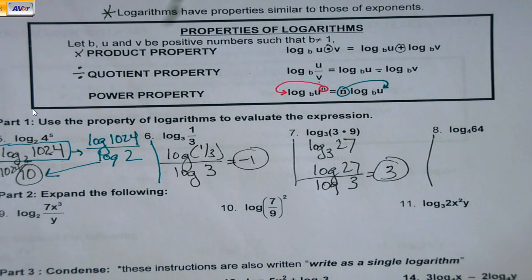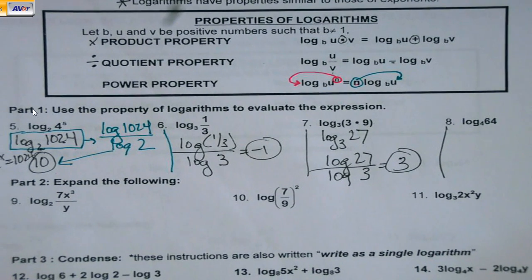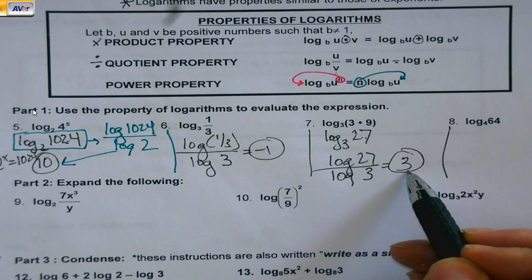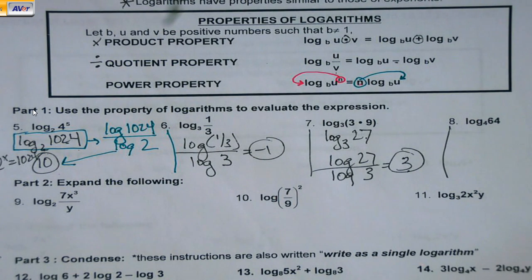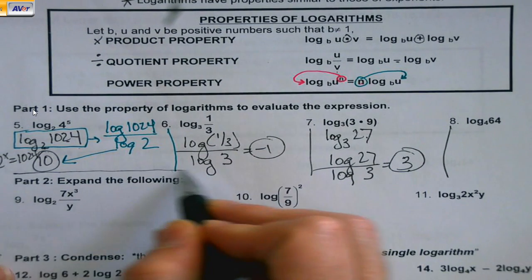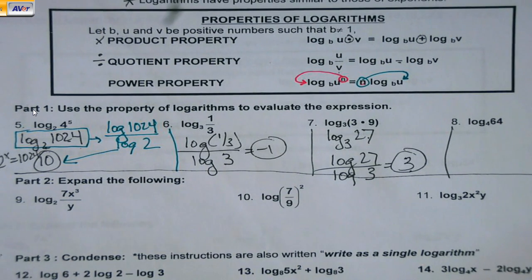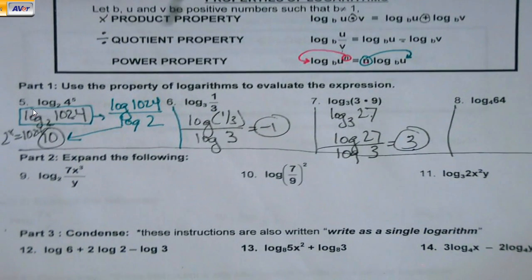So whenever we see these, like I said, I'm going to assume that you're not going to think, 3 to what power is 27, and get 3, which it is, it's true. You're probably going to use the change of base instead. But when we get to part 2 into part 3, now things are going to change up a little bit. We're going to do these two things called expanding and condensing.